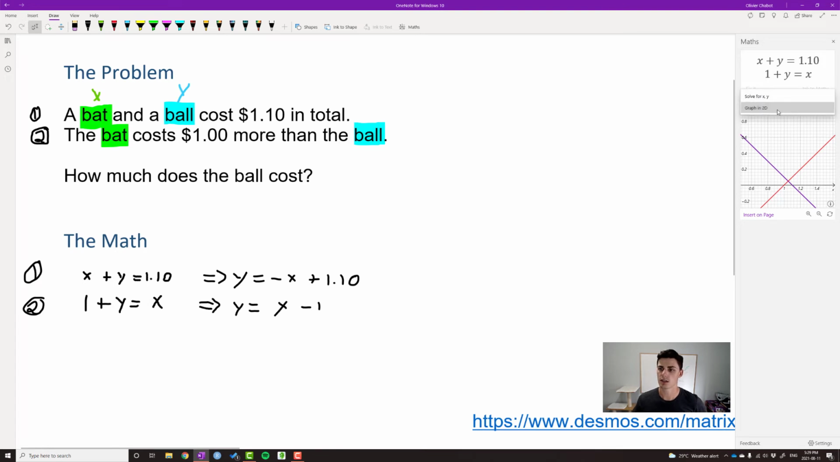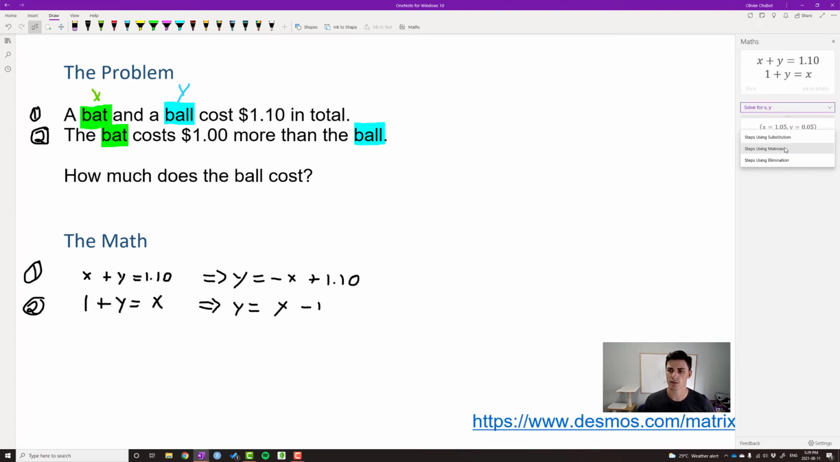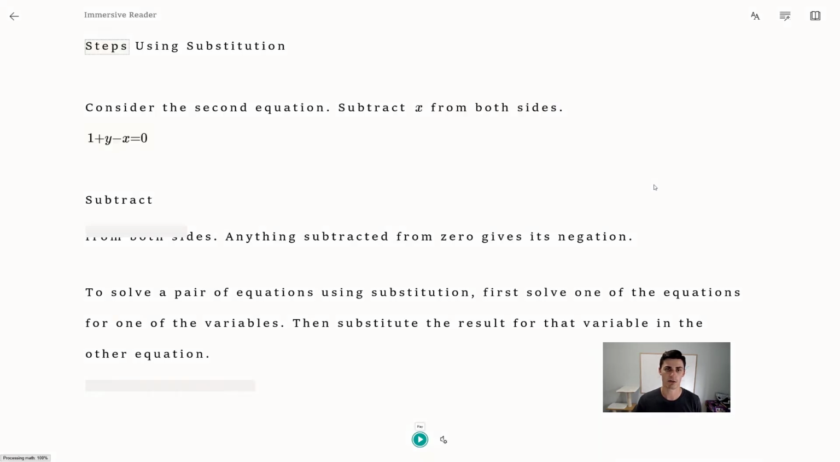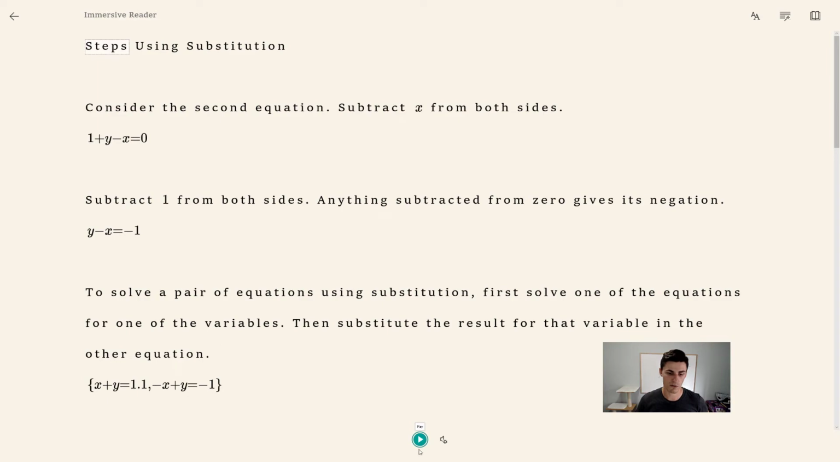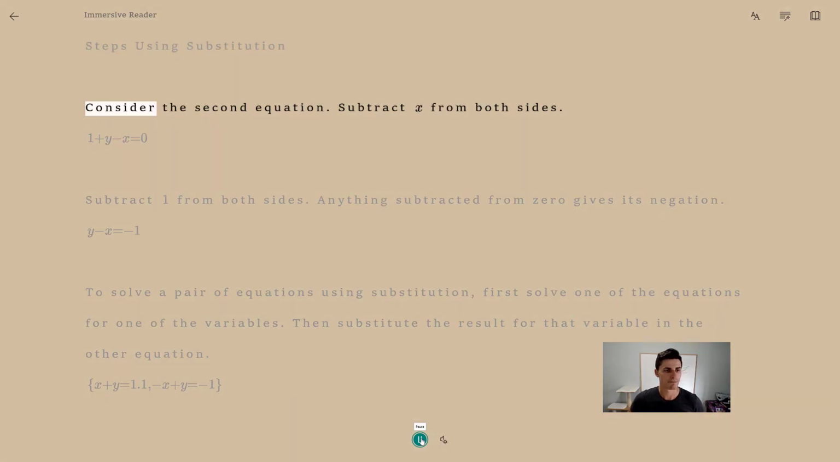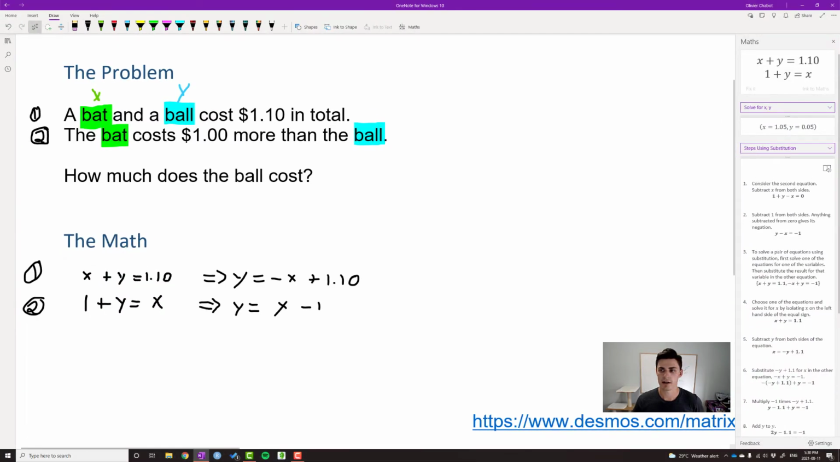Okay, so now let's explore a little bit the solving for x and y. We could do substitution. We could even read them out loud if you don't want to hear my voice. So if I just press play here. Steps using substitution. Consider the second equation. Subtract x from both sides. 1 plus y minus x equals 0. Subtract 1 from both sides. Anything subtracted from 0 gives its negation. Y minus x equals -1. I think this is pretty cool myself.